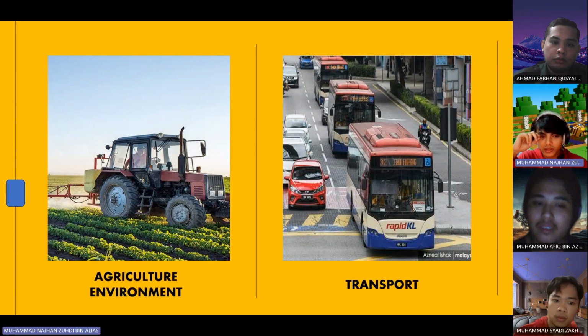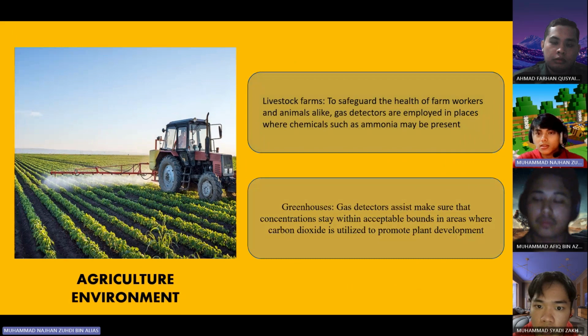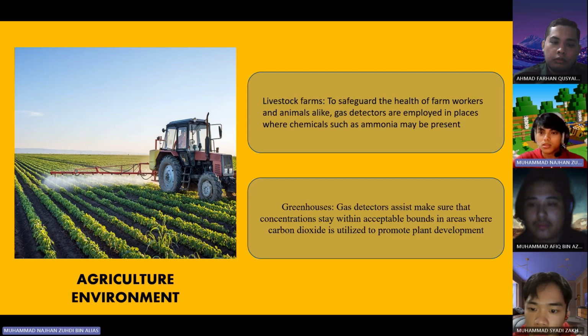In the agriculture environment, we also use carbon dioxide gas leakage detection, which is used for livestock farms to safeguard the health of farm workers and animals alike. Gas detectors are employed in places where chemicals such as ammonia may be present. And the second point is greenhouses. Gas detectors help make sure that concentrations stay within acceptable bounds in areas where carbon dioxide is utilized to promote plant development.